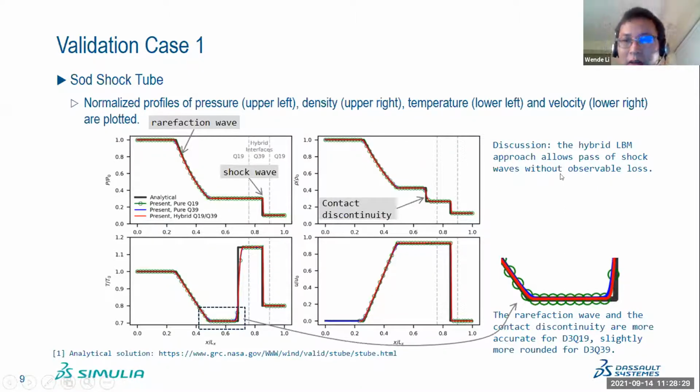We can observe that the hybrid IBM approach allows the passage of the wave through the interface without observable loss. And from this, we can see that in the pure D3Q19 regions or in the hybrid D3Q19, the profile basically maintains the D3Q19 profile, the green one and the red one. And if we use a pure D3Q39 lattice in this region, there is some slightly rounded result.